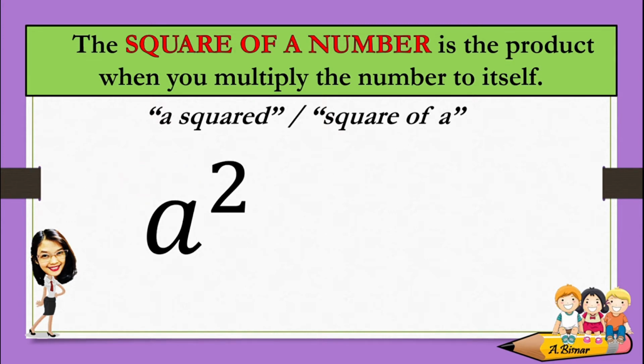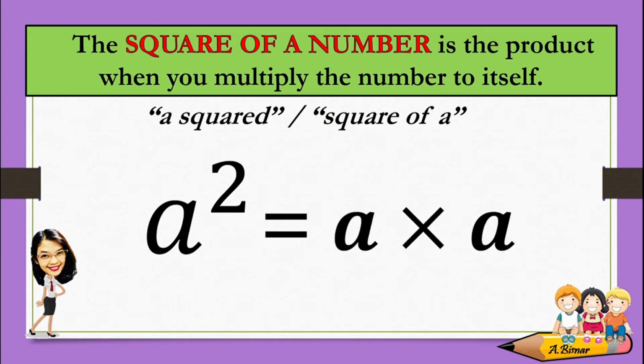Now, what does a squared mean? It means a times a. This is because you're going to multiply the number to itself. So let us have specific examples.